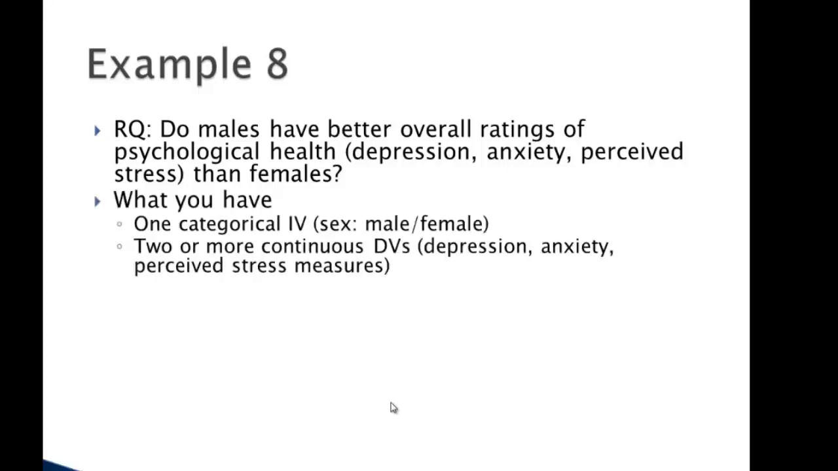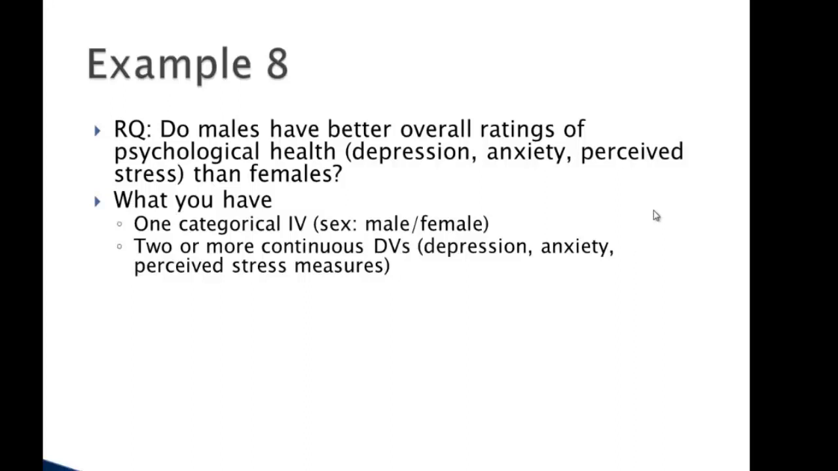Now our last example might be, do males have better overall ratings of psychological health, such as levels of depression, anxiety, and perceived stress, than females? So what do we have here as far as variables? We have one categorical independent variable, in this case gender or sex, male versus female. But now we have 2 or more continuous outcome variables. So we're going to measure depression and anxiety and stress levels.